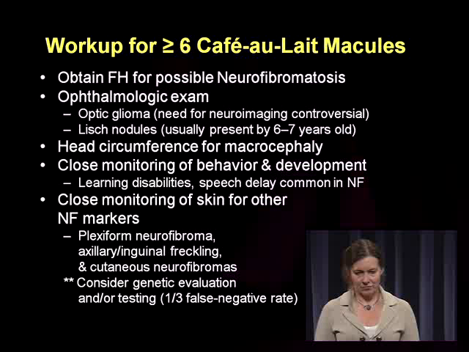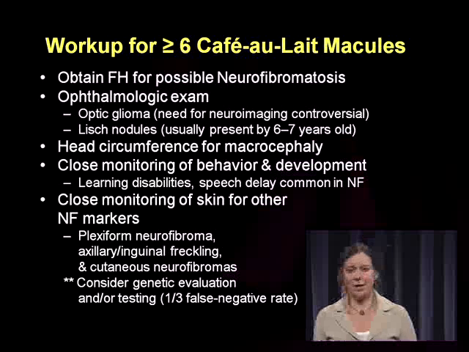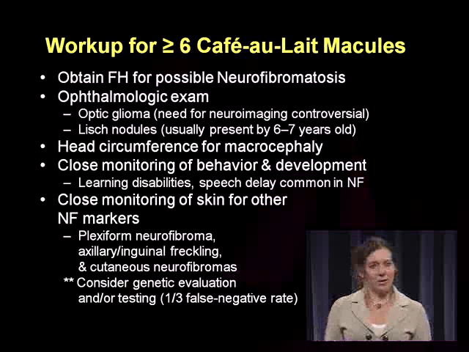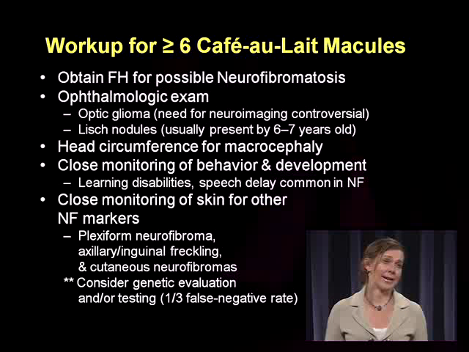So this child clearly had more than 6 cafe au lait macules, and you're worried about neurofibromatosis type 1. So you want to get a good family history and see if there's any family history. You may not even just ask about NF, but you want to see if anybody has tan spots. Did anybody have any problems with tumors, bumps on their skin? They may not know the term neurofibromatosis because they may never have been diagnosed and just know what the skin lesions were.